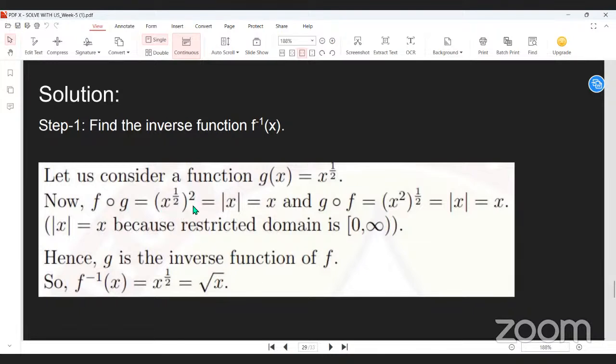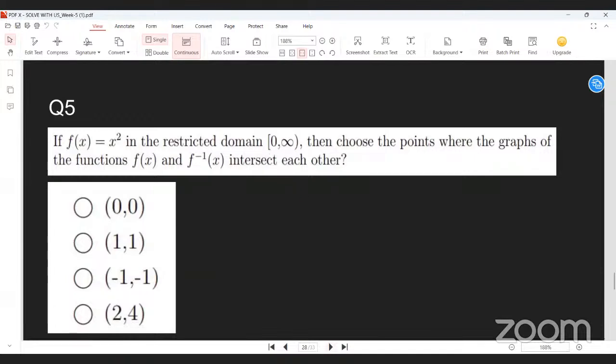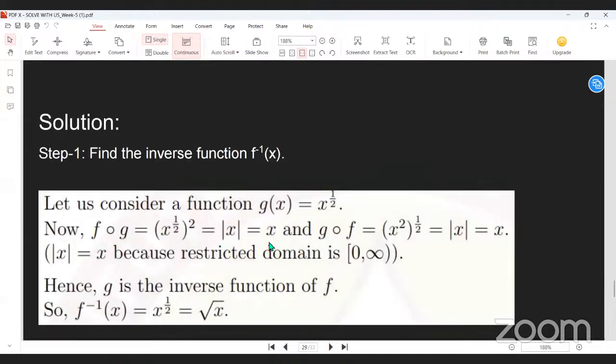Yes, sir. Which comes as mod x, right? But since the domain is restricted to only positive, it will be only x, right? Yes, and g of f of x, which is x square to the power half, which is again mod of x, right? Did everyone get this point? Yes, sir.